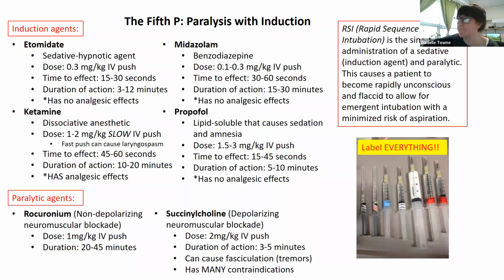All right, our fifth P, our paralysis with induction. So a rapid sequence intubation, right, is a simultaneous administration of a sedative, so your induction agent, and a paralytic, which allows them to become immediately sedated and then flaccid to have an emergent intubation occur with a minimized risk of aspiration. And that's the goal. It's a first pass attempt success. And that's what we really want.